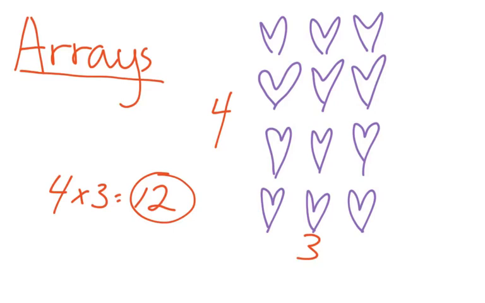It's not one that we use too often in class because it does mean that you have to draw out every single object, which for 12 hearts isn't so bad, but let's say you had 40 by 30. All of a sudden you're drawing a ton of hearts, and it's not really the most efficient way to visually represent your problem.